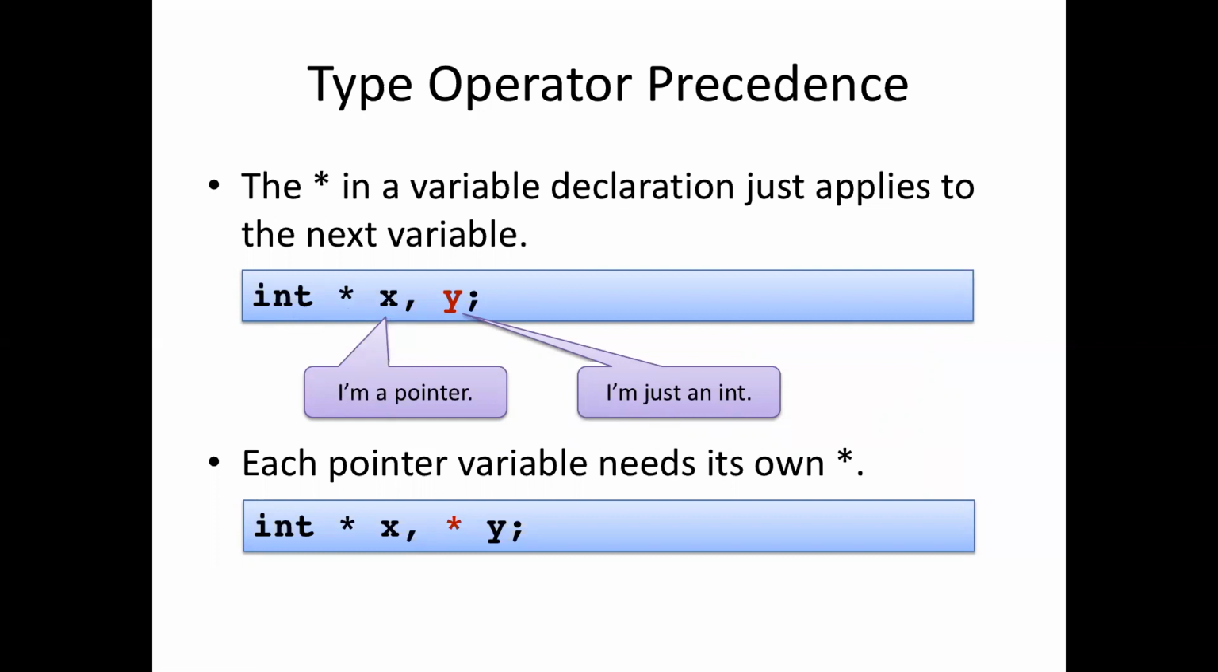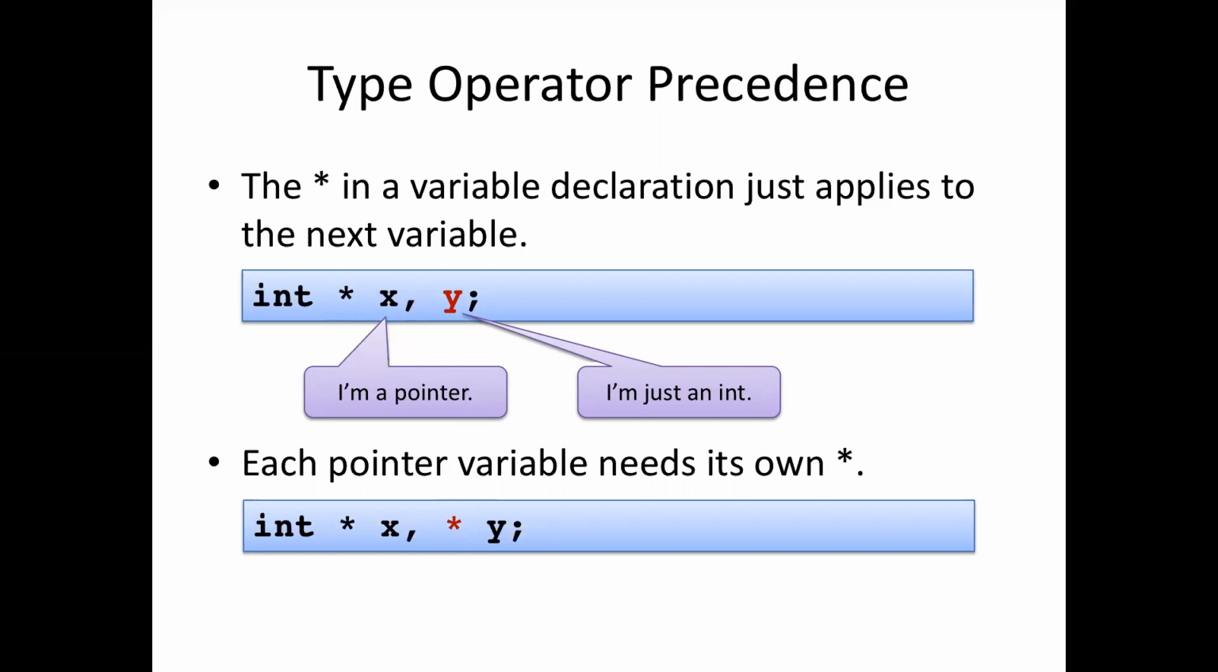In C, you can declare multiple variables on a line. That int applies to all of the variables, but not the star. The star just goes with the next variable that's being declared. So this line would declare a pointer to an int named x, but y would just be a regular old int. If you wanted y to be a pointer, you'd have to put another star for it. It's kind of unfortunate that the language works this way. I think this is an easy place to get confused.